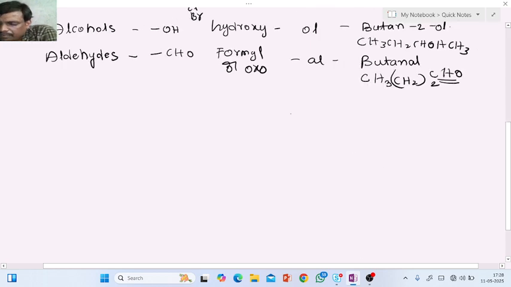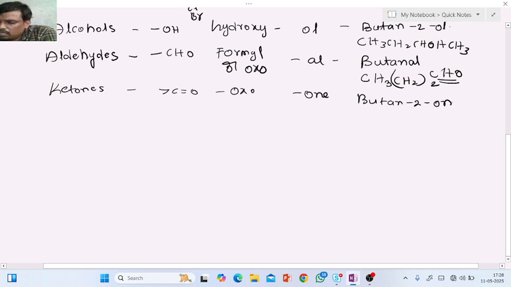After aldehydes, ketones. Let us take ketone bodies. Especially in the human body also ketones are formed, as we have learned in our system. Ketones are represented by C double bond O. Oxo is the prefix, and one is the suffix. Butan-2-one is the best example. CH3, CH2, CO, CH3 can be taken as the best example.